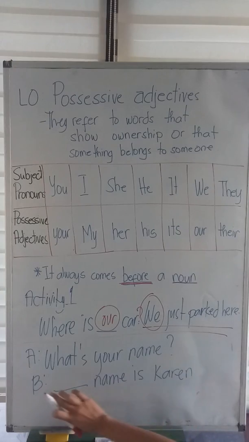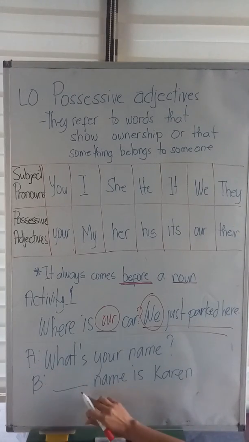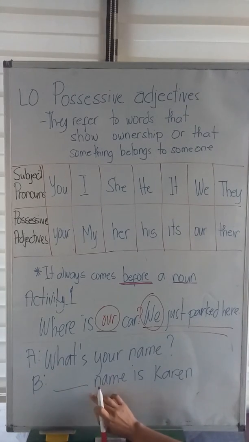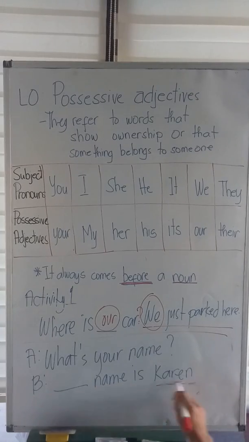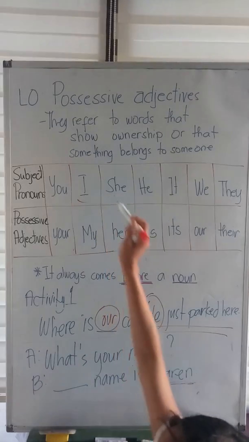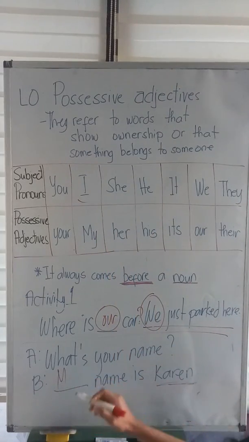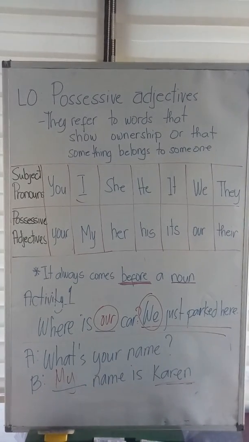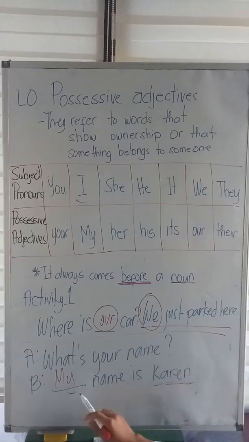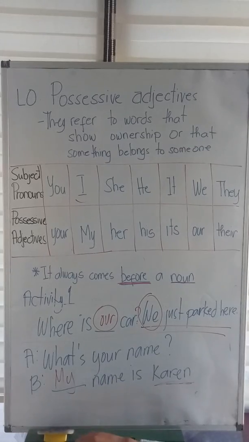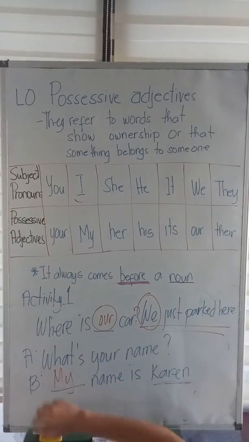If you're going to check for the subject, what subject are we using here? You don't have to look at Karen. You're using the subject I, so the answer is my. Again, you can only write the answer, no problem. I will accept that. You don't have to write the entire sentence. That is for your activity 1.